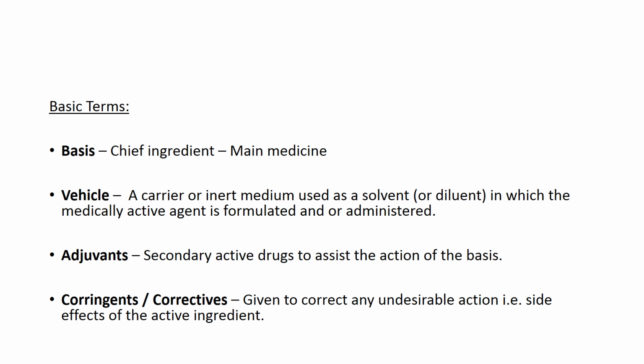Basic terms include basis, that is the chief ingredient, meaning the main medicine. Vehicle is a carrier or inert medium used as a solvent or diluent in which the medically active agent is formulated or is administered. Adjuvants mean the secondary active drugs that are given to assist the action of the basis, that is the chief ingredient or the main medicine, whereas corrigents or correctives are given to correct any undesirable action, that is the side effects of the active ingredient.